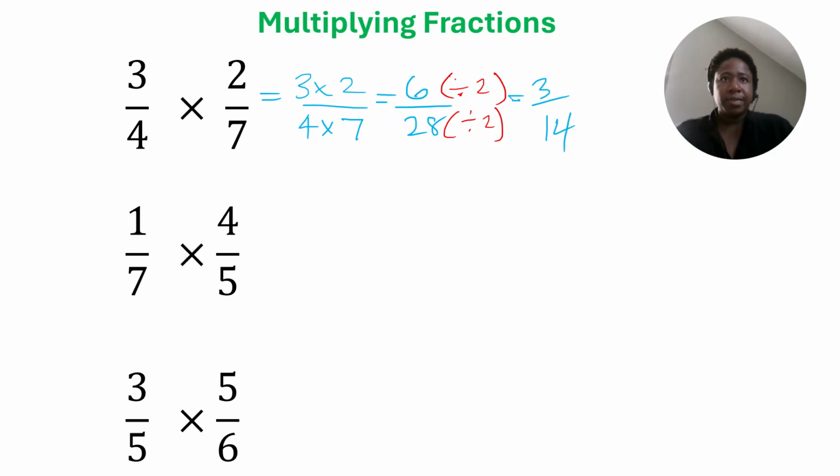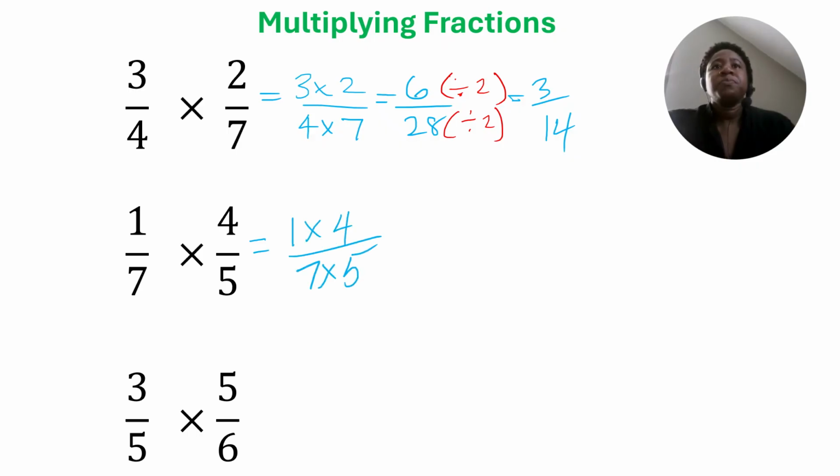All right, next example, we have 1/7 times 4/5. Again, we want to multiply the numerators, then multiply our denominators. 1 times 4 is 4. 7 times 5 is 35. So 1 over 7 times 4 over 5 is 4 over 35.